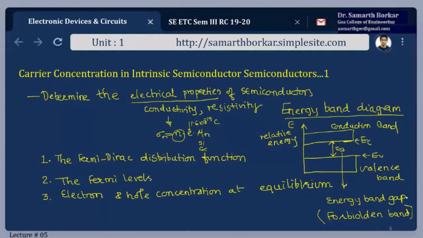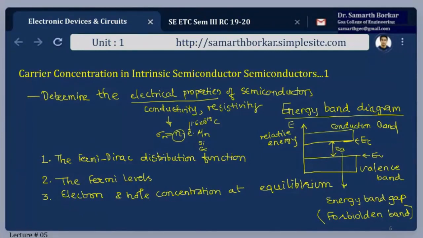It is actually derived from the Schrodinger's equation. There's something called wave theory, and there exists a discontinuity here in the energy band gap. So there are no energy level states present here which can be occupied by an electron.